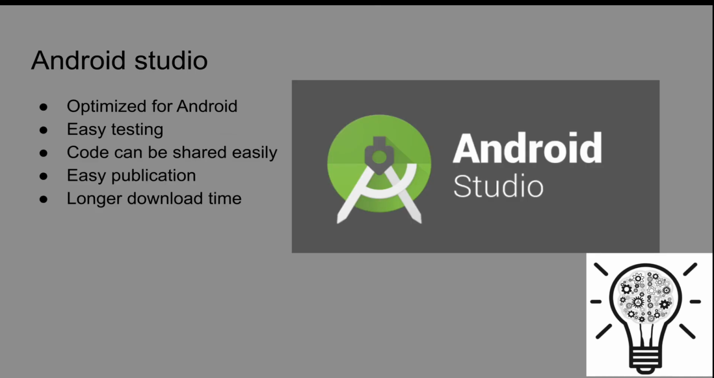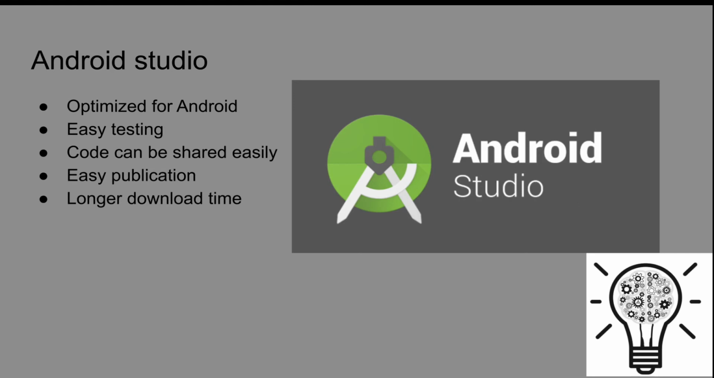Android Studio is optimized for Android. This seems pretty obvious at first, but what does this actually mean? This means that you'll be able to connect to your Android device way easier than you would be able to on any other software. Because of this optimization, it's very easy to test code on your robot because there's little prep involved in between coding and testing.